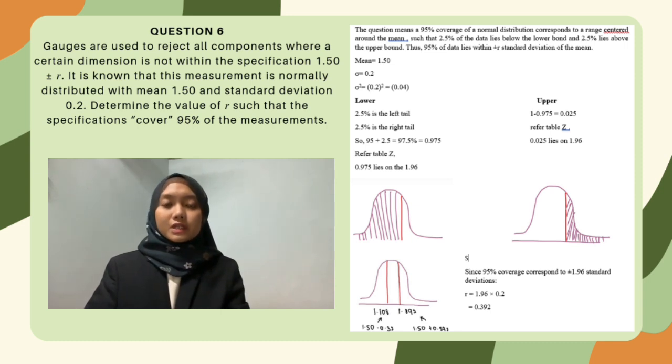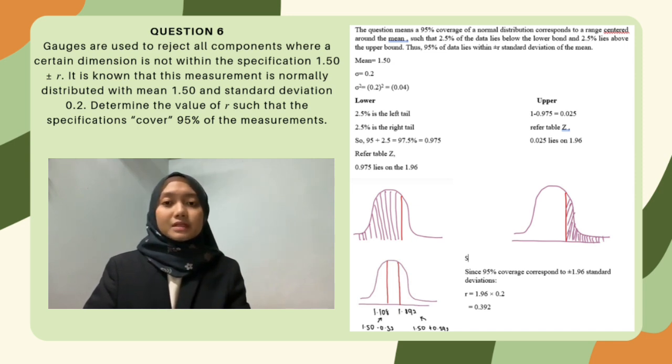Tests are used to reject all components where a certain dimension is not within the specification 1.50 plus minus r. It's known that this measurement is normally distributed with mean 1.50 and standard deviation 0.2. Determine the value of r such that the specification covers 95% of the measurement.